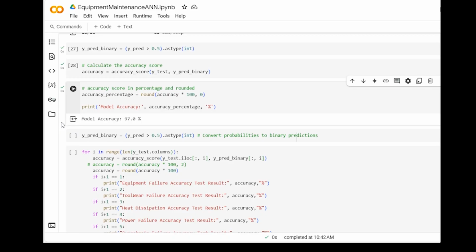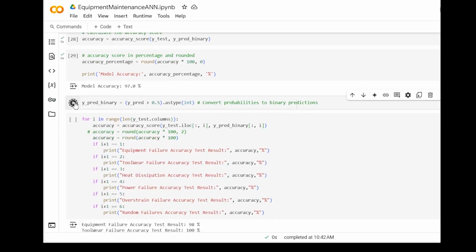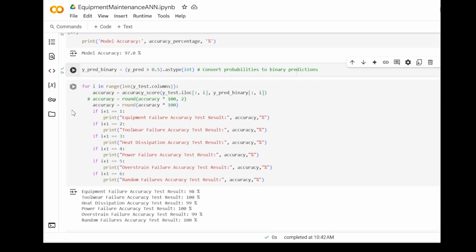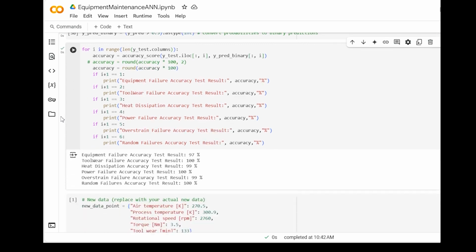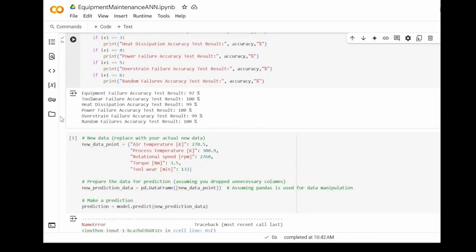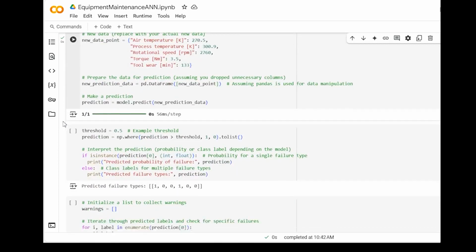The model shows a promising result with an overall accuracy score of 97%. Now let's check the accuracy of each segment the model is trained for. And the results are exceptional, with accuracy from 97 to 100% for each segment. Let's test the model with received data and predict the output.